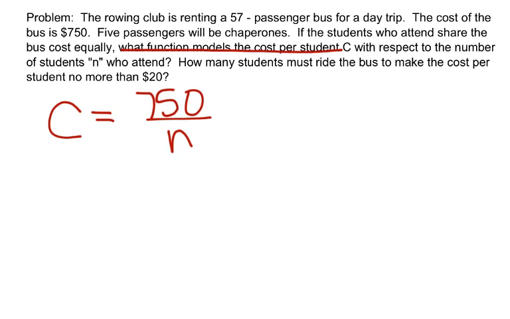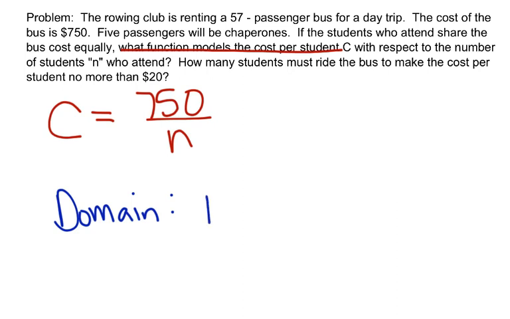Alright, now the second part is how many students must ride the bus for the cost per student to be no more than $20? Well, first of all, let's look at the domain of this function. Remember, the domain is what numbers can you plug in. Well, one of the reasons n can't be 0, other than the fact that it makes the function undefined, is that if no students go on the trip, would there actually be a trip? Well, of course not.